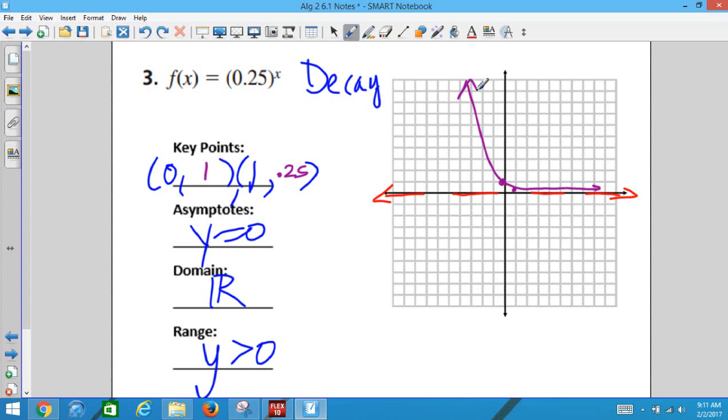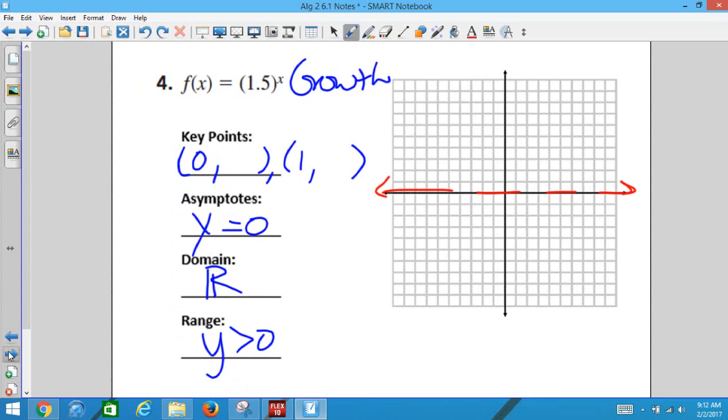All right, last one. This one is a growth. Lily, can you tell me the key points? 0, 1, and then 1, 1.5. And it's growth, so we see that it's going up. All right, we feeling good about this stuff? Okay, everything else is real life applications of exponential functions.